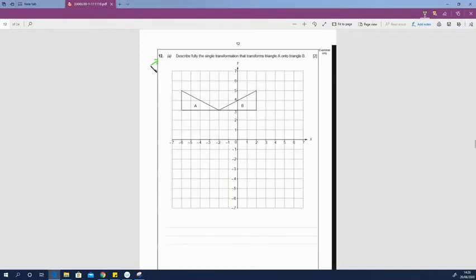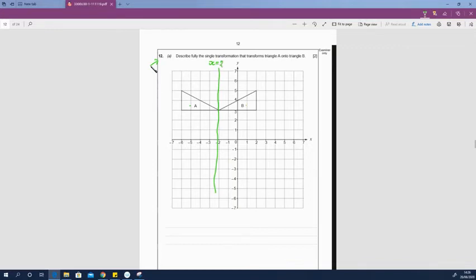Question 12. Describe fully the single transformation that transforms triangle A onto triangle B. Now, triangle A and B are reflections of each other, but they're not reflections through the axis. If we draw the mirror line down here, we can see that it cuts the x-axis at 2. So for any value of y, x will always equal 2. So that line is x equals 2.